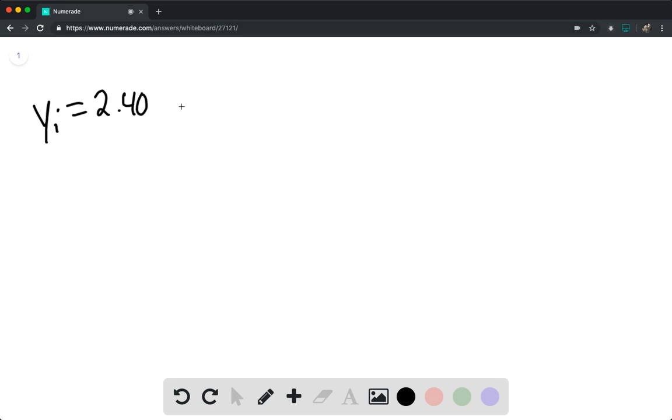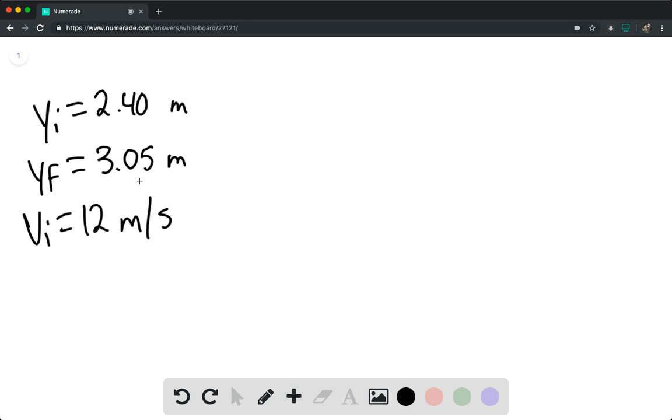So we have y initial equals 2.4 meters. So the ball is being shot at 2.4 meters. And then the height of the basketball net is 3.05 meters. We have a velocity initial of 12 meters per second. And then the basketball player prefers to shoot his shots at an angle of 35 degrees.